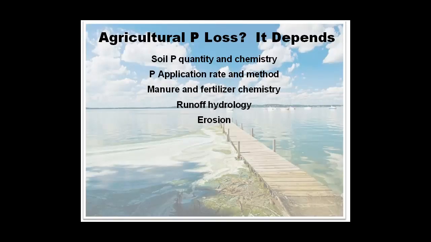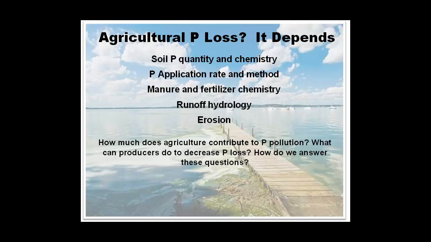We heard a lot about ag P loss. Then we've heard a lot about, well, if we want to know how much and where, well, it depends, right? It depends on a lot of things. How much phosphorus is in the soil? What's the chemistry of that phosphorus in the soil? How much phosphorus are you applying in manure or fertilizer? How are you applying it? What's the chemistry of that application? Then we get into transport. What's my hydrology? What's my erosion? There are a lot of different factors that go into how much phosphorus is going to leave a field.